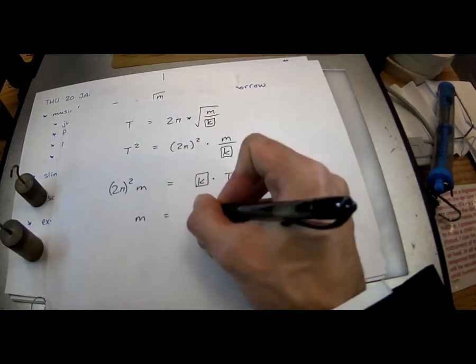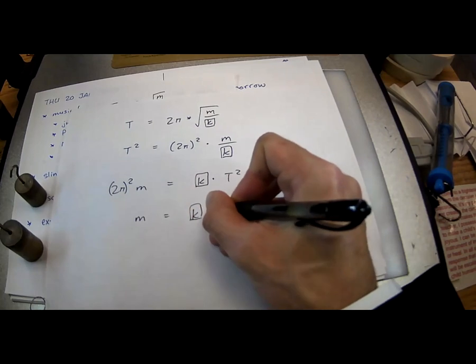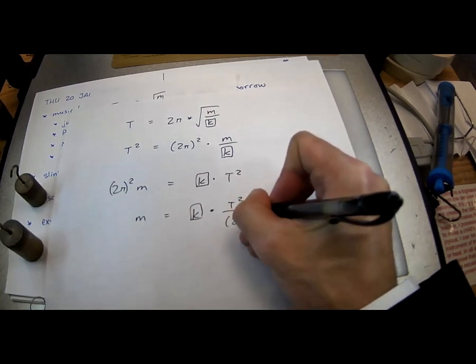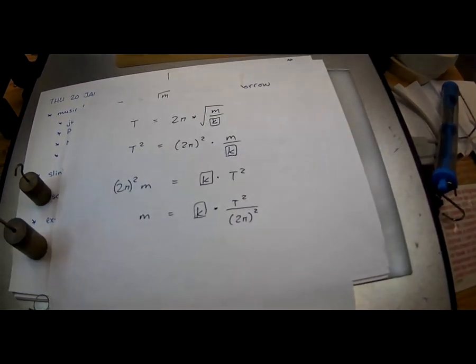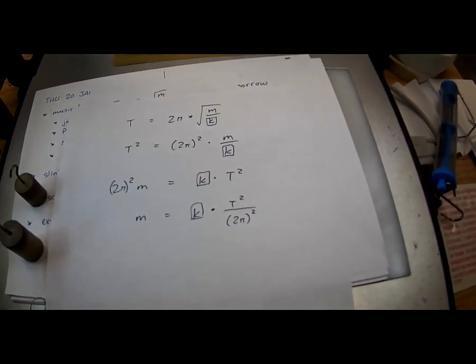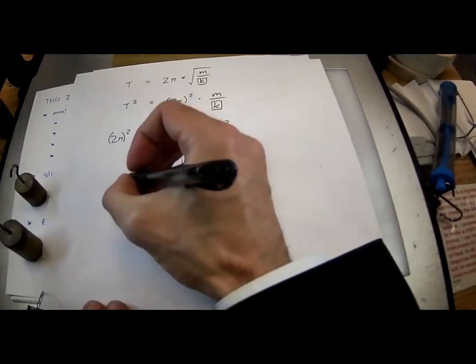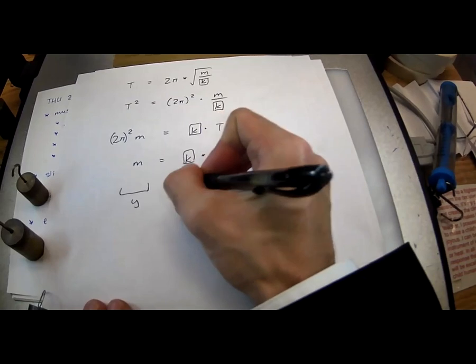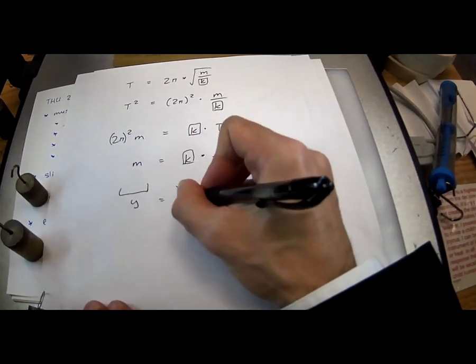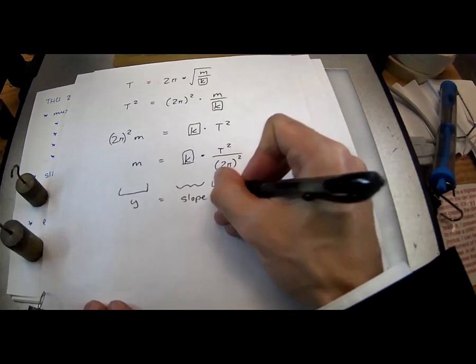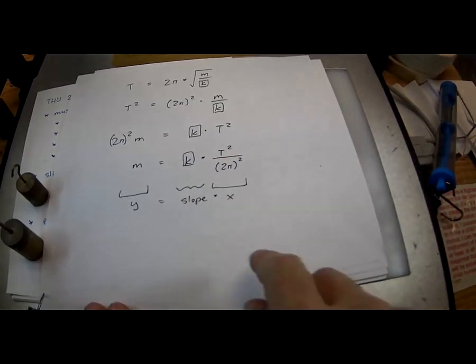I'm going to do it this way. Just take that 2 pi squared and divide it down. Not because you have to, but because I pre-printed it like that. Hey, does this look like y equals slope times x? That's exactly what that looks like, isn't it? Right.